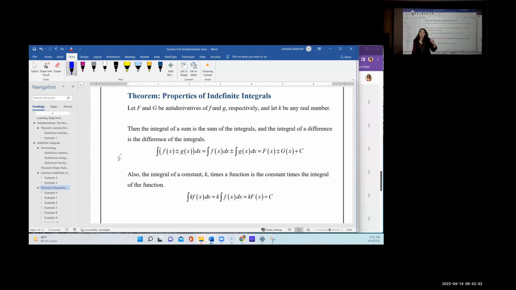You cannot split an integrand across multiplication or division. It does not work. You can only split it across addition and subtraction. If you have a constant multiplied by the function, like when we had the 3x squared earlier, you can take the constant and pull it outside of the indefinite integral and then find the integral and then multiply the resulting antiderivative by the constant. So you can only split integrals over addition and subtraction.